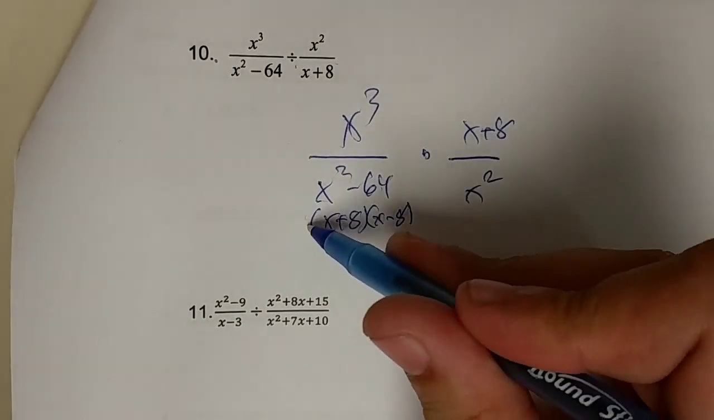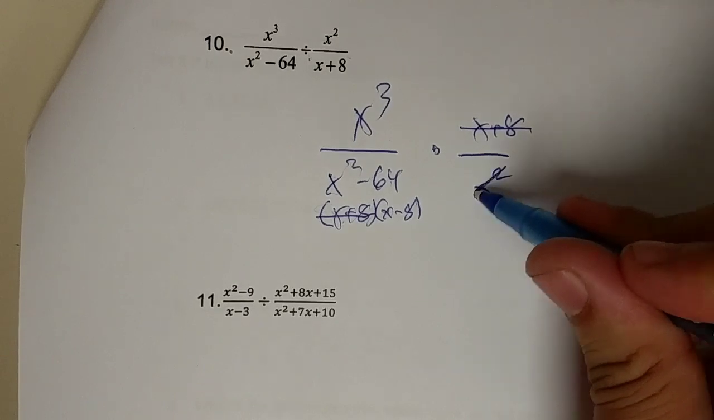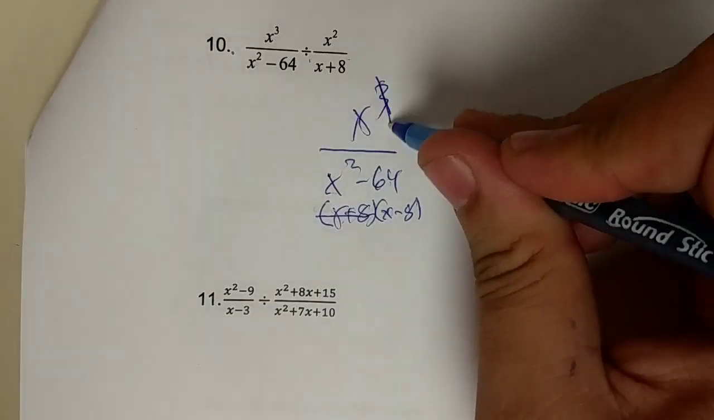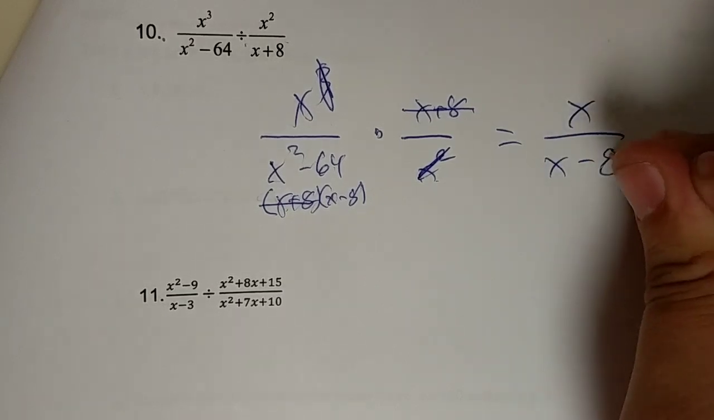X plus 8, cross those out. Those are the same. X squared over x cubed, these are 2 here, and there's only 1 left over, so it's just x. So your answer is x over x minus 8.